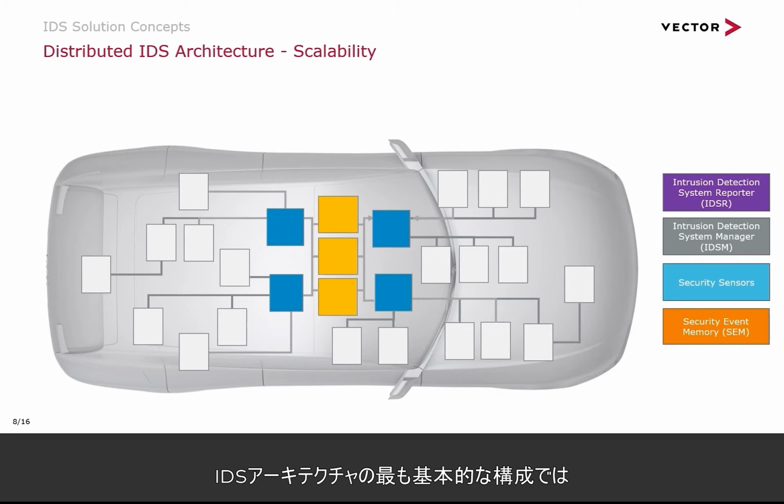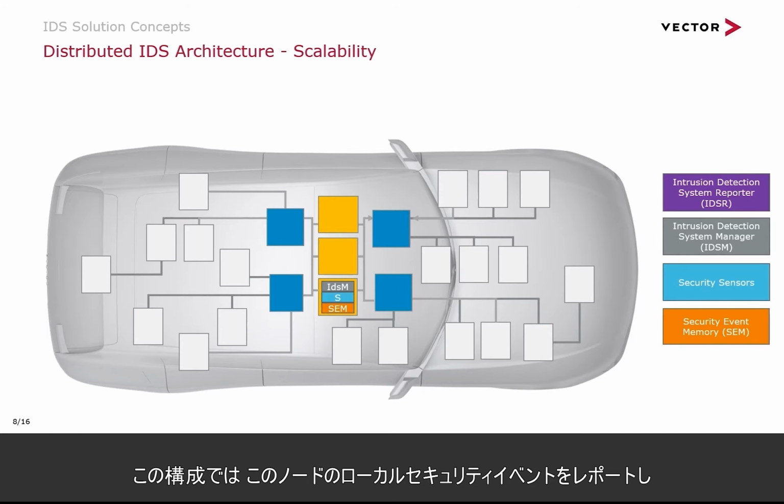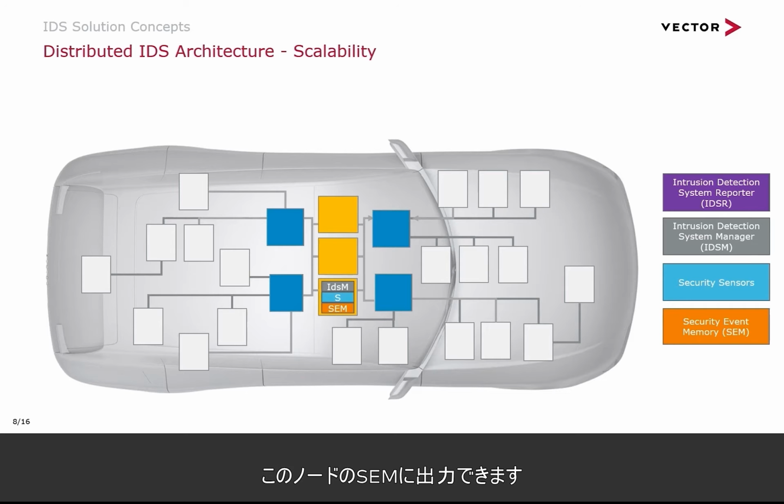So the most basic deployment of the IDS architecture includes that you have on one node an intrusion detection system manager, a number of security sensors, and a security event memory. With this configuration, you can report the local security events of this node and push them to the security event memory of this node.